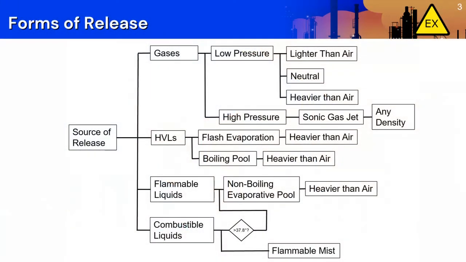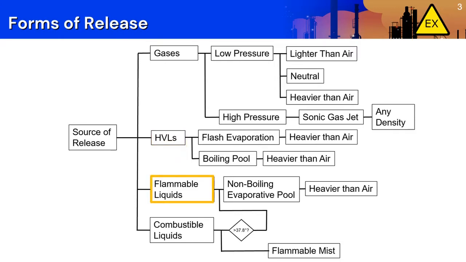We need to understand how these factors influence behavior so that we can predict the degree and extent of the explosion hazard. Let's start by describing the various forms of release. They consist of a gas release, which may be at an elevated temperature or pressure. A gas liquefied by pressure or by refrigeration. These are often referred to as HVLs or highly volatile liquids.